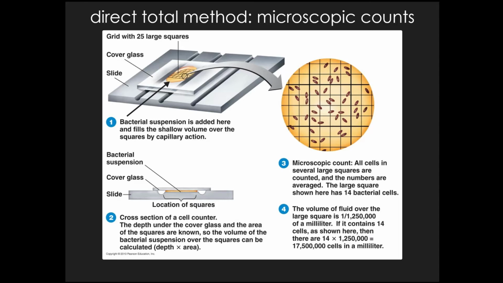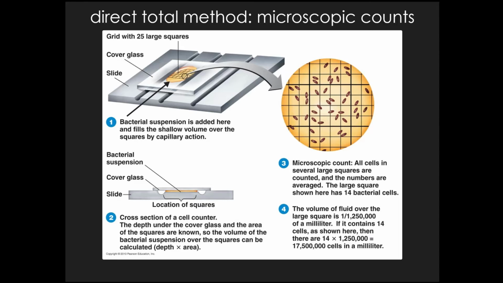Notice here, though, cells per mil, not colony forming units. And so when you read this, you know that these data were reflective of the total cell count and not the viable cell count. So that's one of the drawbacks with this direct method.